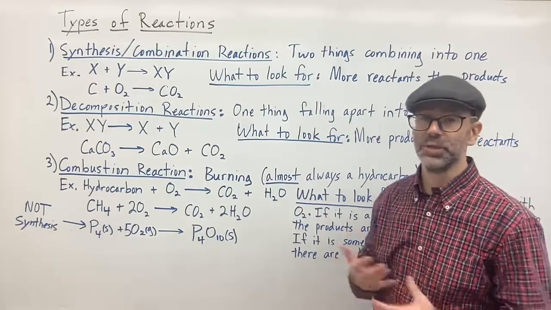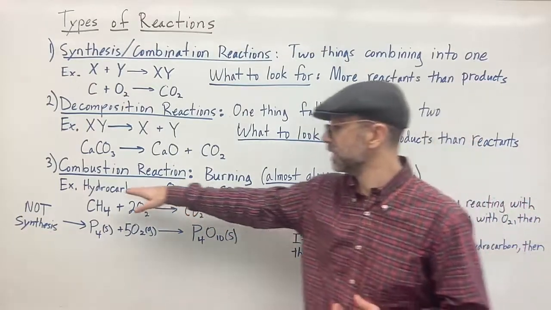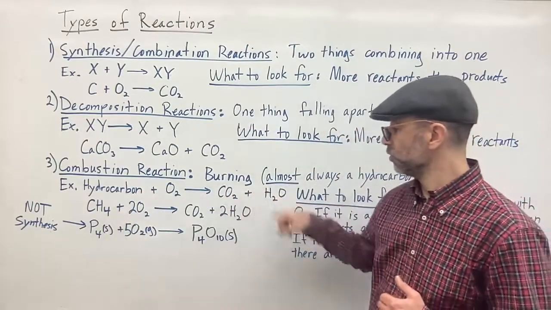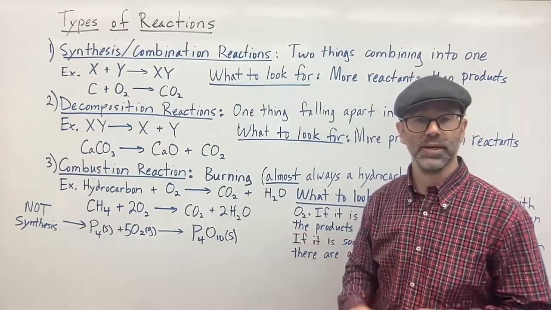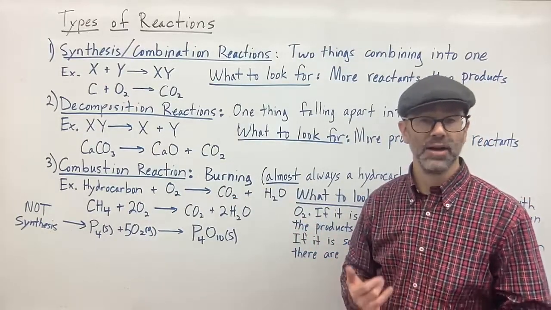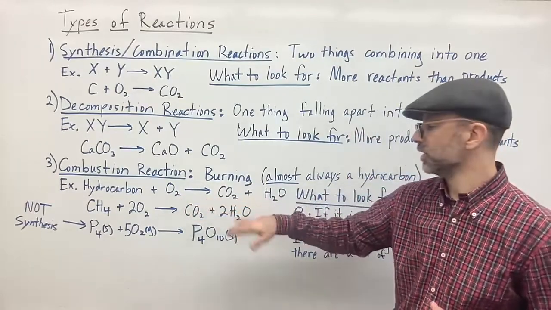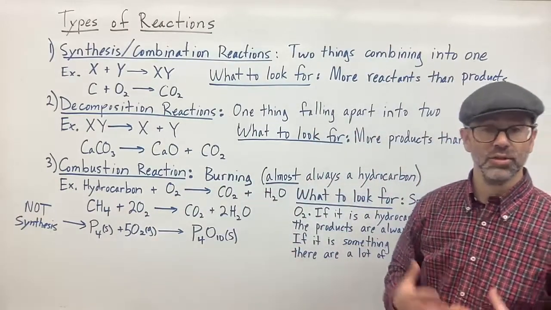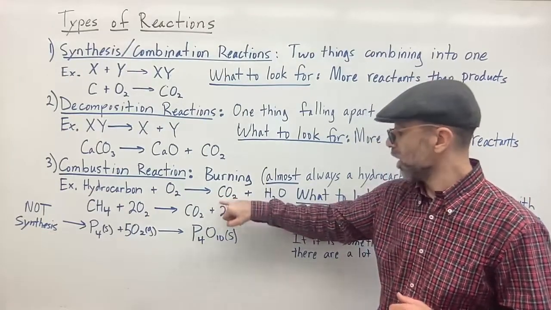If it's an incomplete combustion, meaning that you don't have enough oxygen to react completely with the hydrocarbon to produce these two, then what's going to happen is you'll get other things forming like soot, carbon monoxide, other things. So here we're assuming a complete combustion reaction. Under those conditions where you have plenty of oxygen, the products are always going to be carbon dioxide and water.